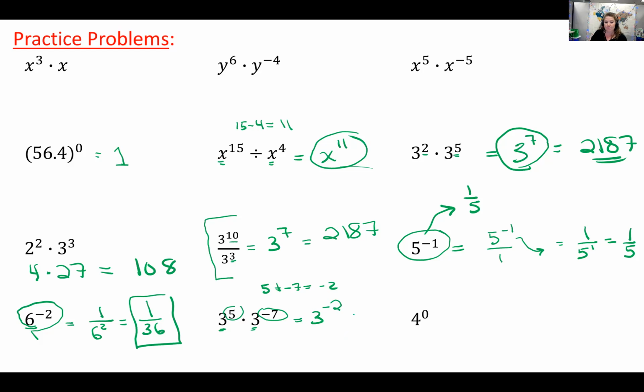positive exponent. So we would drop that 3 down to the denominator. The exponent becomes positive. You can't leave a blank in the numerator, so we'd put a 1 there. And then we can simplify it one step further because 3 squared is 9. So this answer is 1/9. And then the last problem on this screen, anything to the 0 power is 1.